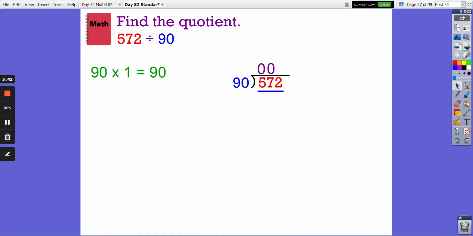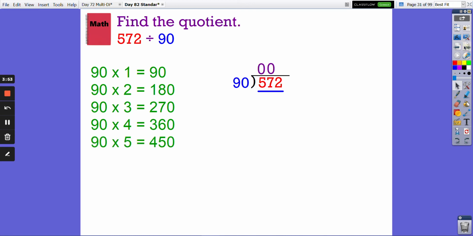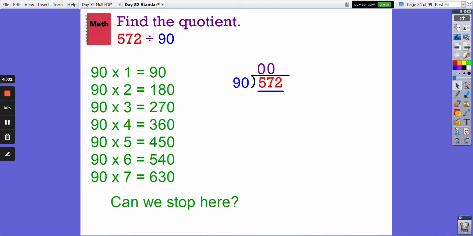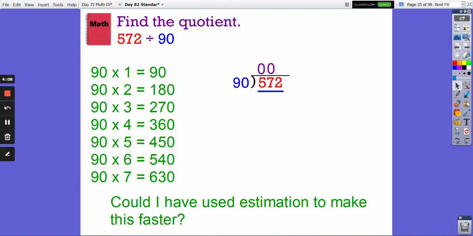So let's make a list to guess and check. 90 times 1 is 90, times 2, 180, times 3, 270, times 4, 360, times 5, 450, times 6, 540, times 7, 630. Can we stop here? Yeah, because 630 is bigger than 572. So we will stop there.